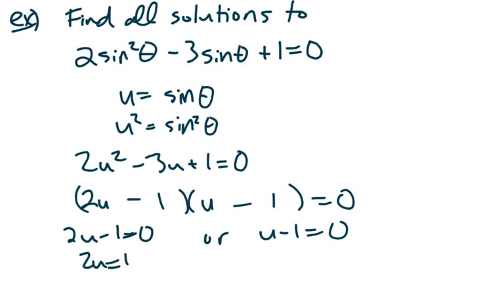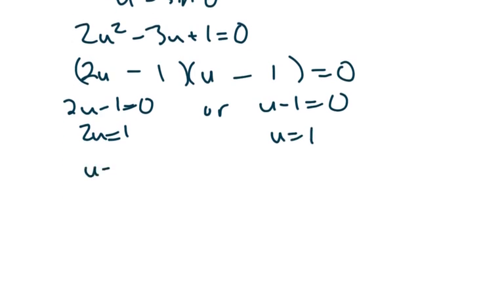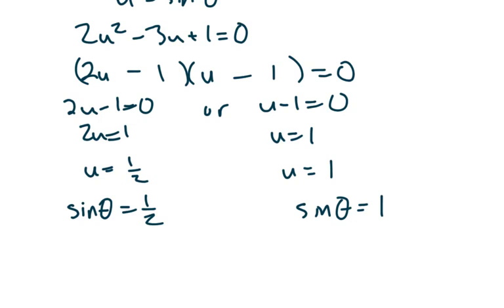And we don't have to turn this back into sines just yet. We can solve all the way for u first. But once we have u on one side by itself, we do have to come back to our original expression, sine of theta equals 1/2, and sine of theta equals 1. Now these equations are things that we should be able to answer.